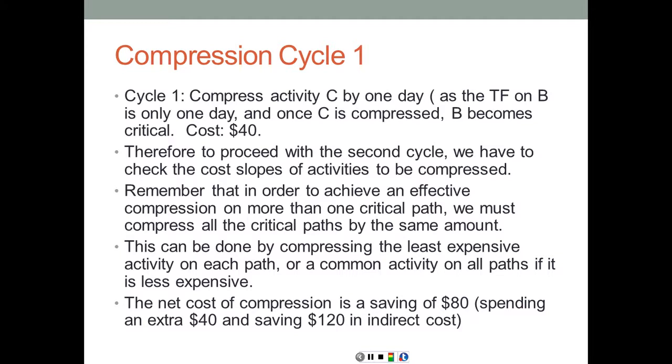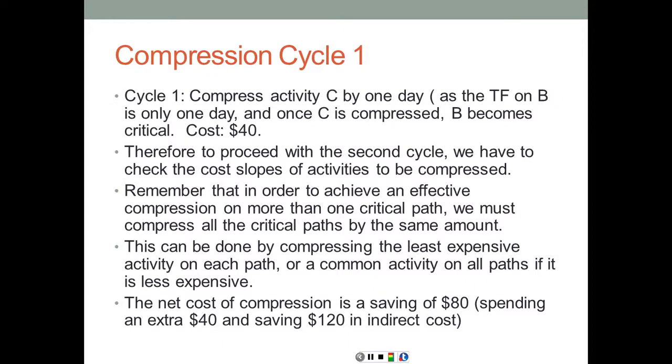Now to proceed with the second cycle, we have to check the cost slopes of activities to be compressed. Remember that in order to achieve an effective compression on more than one critical path, you have to compress both paths by exactly the same amount. And that can be achieved either by compressing one activity on each path or finding a common activity on both paths that's cheaper to compress than the sum of the two activities on the different paths.